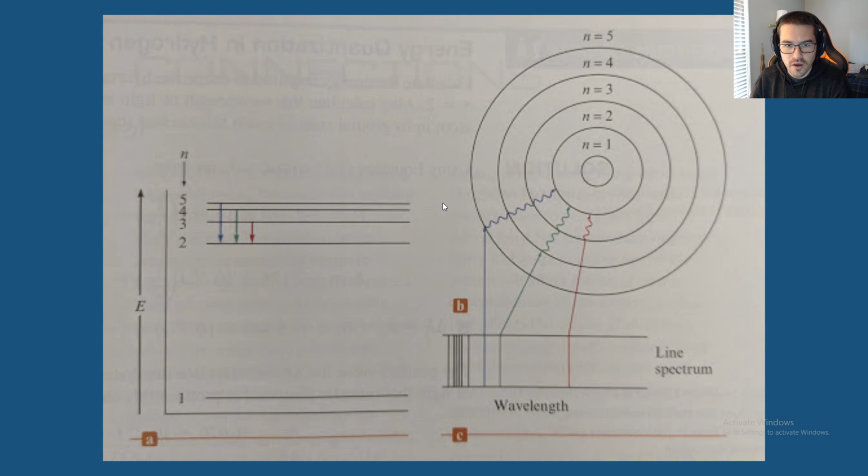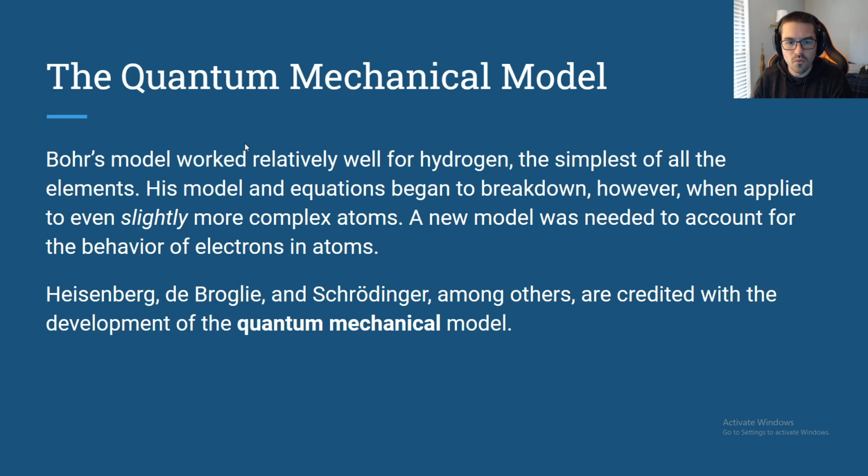Now, it turns out that Bohr was onto something. Okay, now he wasn't completely correct, all right, but he was really onto something. Let me just read this for you. It says Bohr's model worked relatively well for hydrogen, the simplest of all the elements. His model and equations began to break down, however, when applied to even slightly more complex atoms. So his simple model that worked for hydrogen doesn't work all that well for helium and lithium and beryllium and so on.